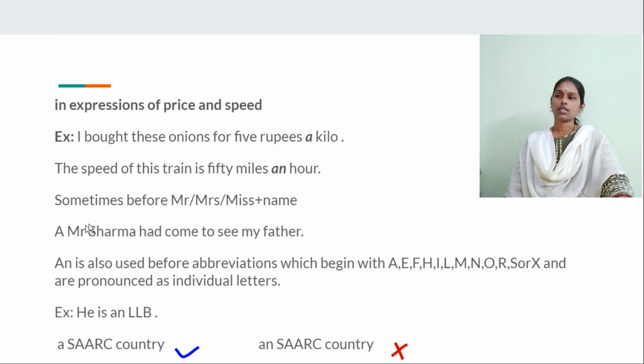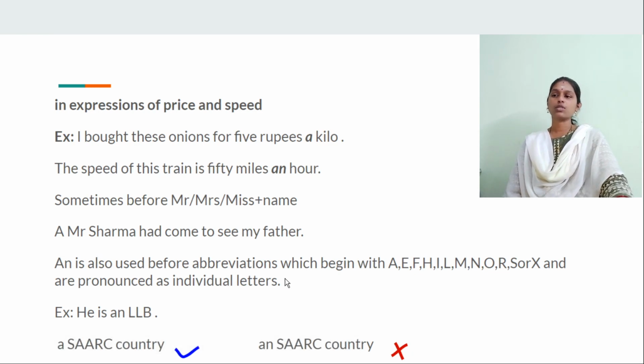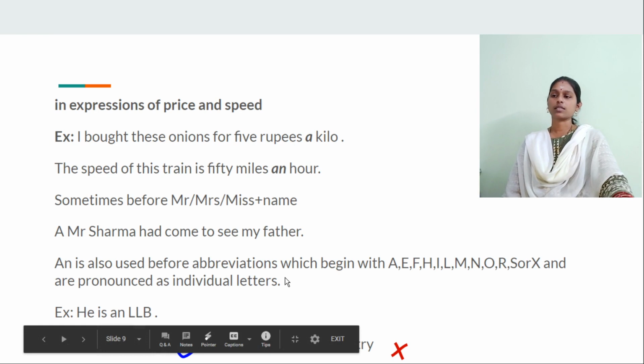An is also used before abbreviations which begin with A, E, F, H, I, L, M, N, O, R, S or X, and are pronounced as individual letters, like MLA, LLB, ISI. When we pronounce individual letters, we use an before them. So he is an LLB. You can also write he is an LLB student.